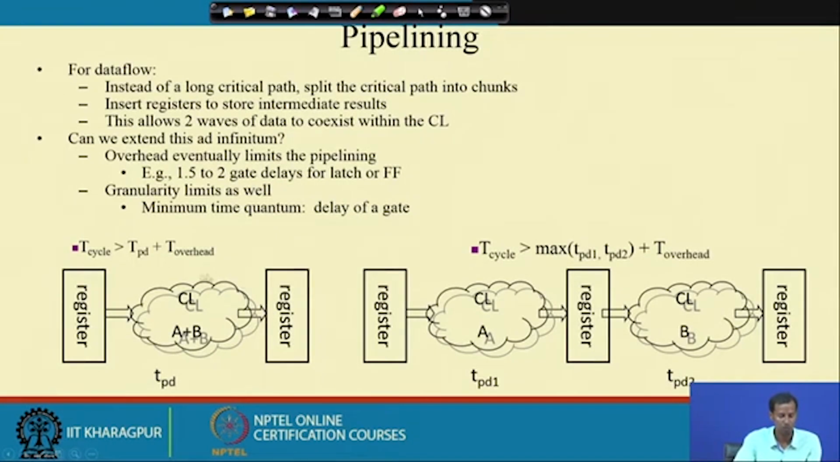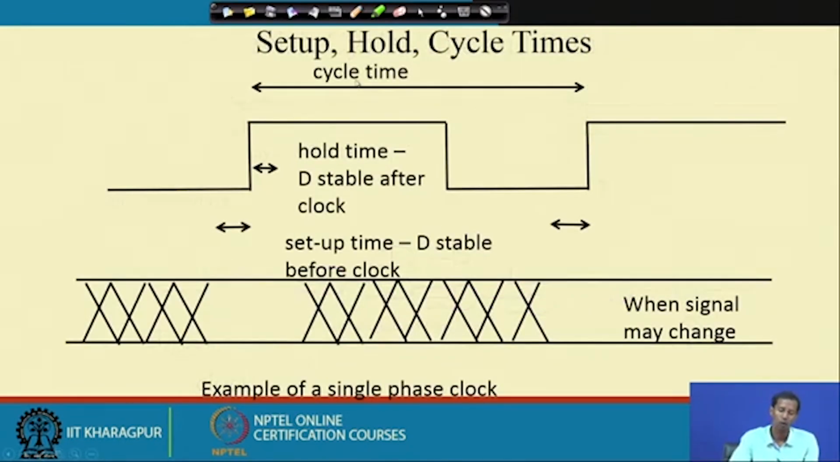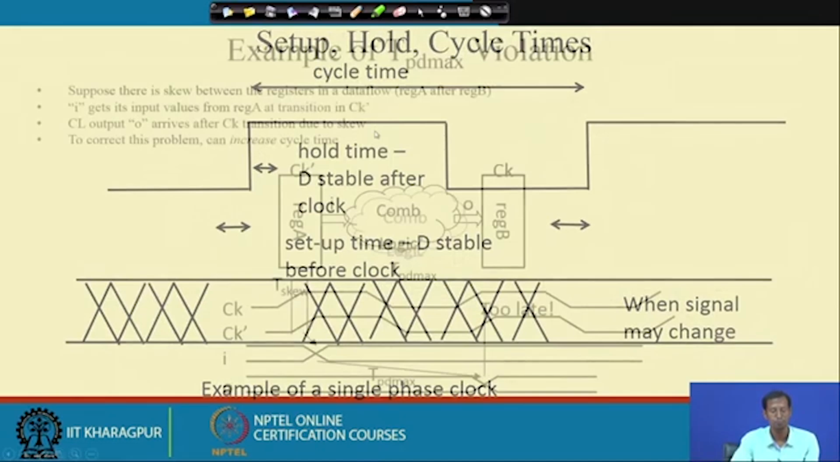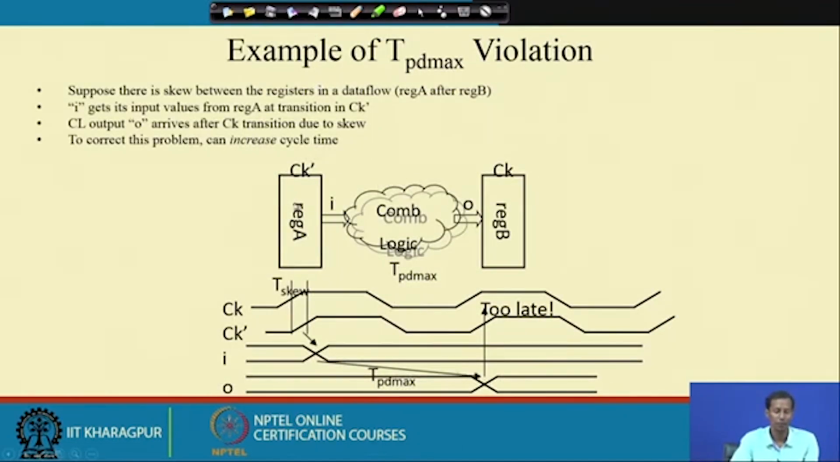Now this is not the case. Suppose this is one combinatorial block and then we have two registers. We have already seen this in the previous example. Now, when can I get the violation? Suppose I have this combinatorial circuit like this, and again two registers over here, and this is my clock. And if I have clock skew, then this clock will be delayed.